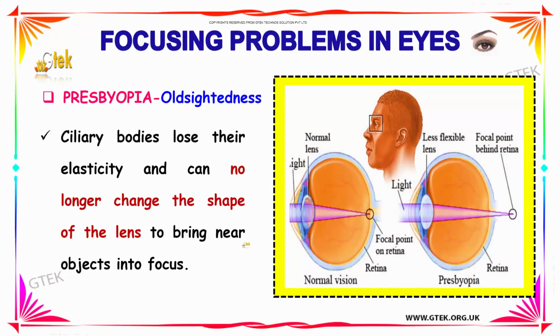Presbyopia, which is nothing but your old-sightedness, happens because the ciliary bodies lose their elasticity and can no longer change the shape of the lens to bring near objects into focus. So thus, your ciliary bodies are the main reason for presbyopia, because the lens will not be able to change the shape to bring the objects into focus.